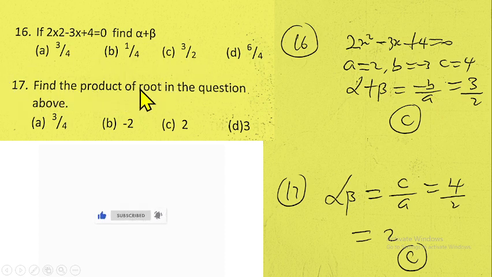Also, you have to find the product of the roots of the equation above. Product of the roots. So that means you have alpha, beta. Product means times. That will be alpha times beta. And the product of the roots of a quadratic equation is c over a. And what's c? c is 4, then divided by 2, which is a. That gives us 2. And option C also is the correct option for question number 17.